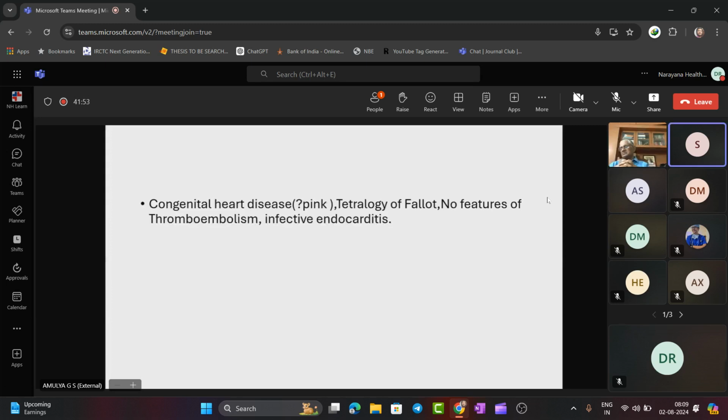What are the causes of spells? How do you treat the spell? What is the mechanism to counter that? What happens in squatting? What are the squatting equivalents? All these things we have discussed so many times.